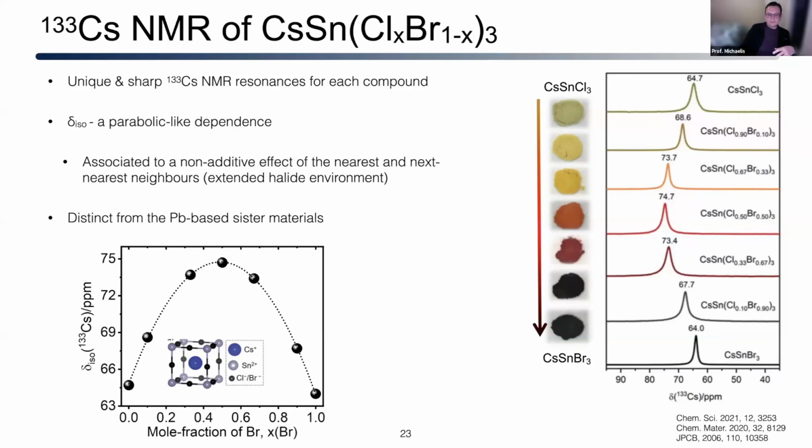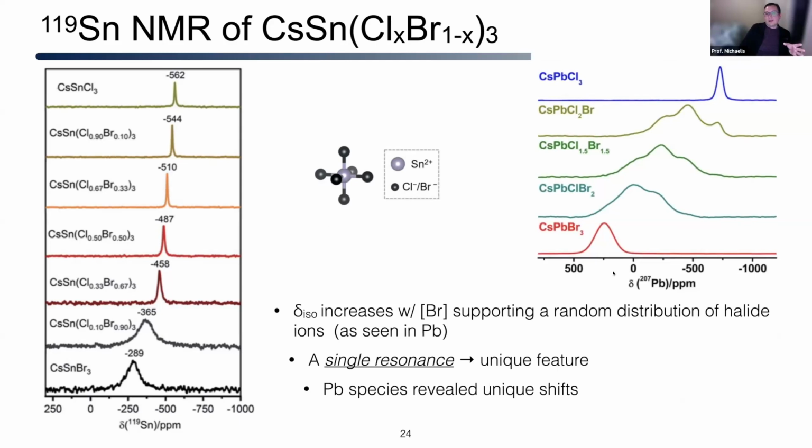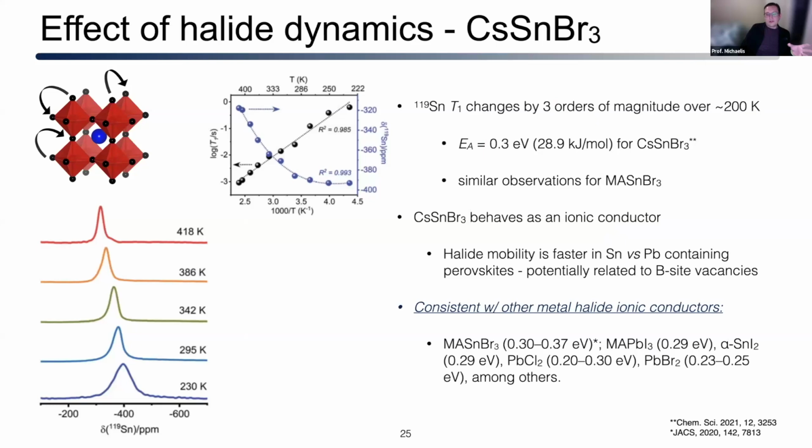In addition to that, when you look at the tin NMR, you actually get a very different response than you do from the lead. So this is, if you remember, the lead NMR, and as you change the halogen environments, you get unique lead octahedra that are representative of different chlorine and bromine chemical environments. In the tin species, you only get one site, and you get a gradual shift from a chlorine-rich phase to a bromine-rich phase, but you only have basically an isotropic peak. And the reason for this, it turns out, is due to halogen motion or halogen dynamics rearranging quite rapidly.